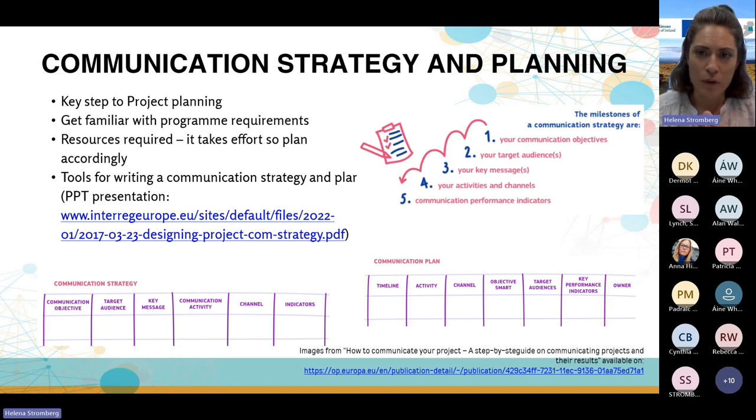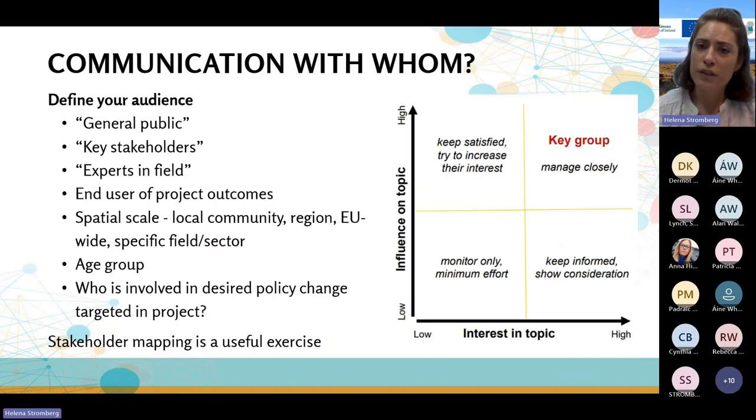It is also important, within the implementation of the project, to consider the resources that are required to run the communications throughout the project lifetime. It takes a lot of time, staffing efforts, and money to carry out communications activities, so plan that accordingly. I've left a few links here in this slide that can help you get started on your communication plans and your strategies.